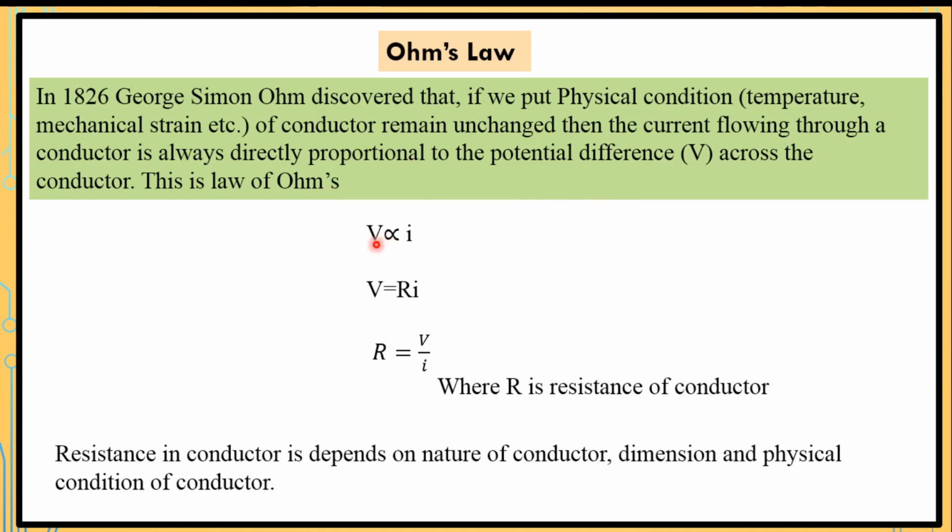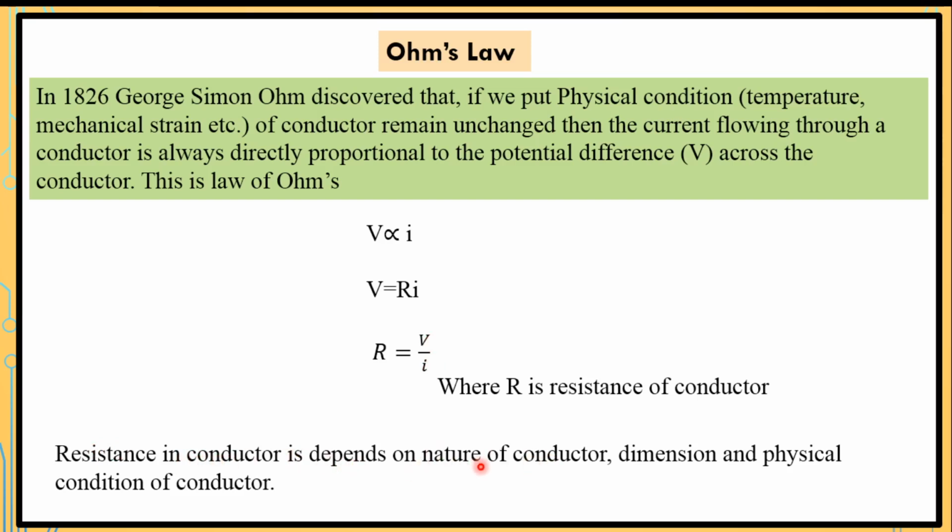So here we can say that V is the potential difference, and I is the current which is passing through the conductor. So voltage is directly proportional to the current. So V is equal to RI, where R is the resistance, which is the proportionality constant. So R is equal to V upon I, that is the potential difference upon current.